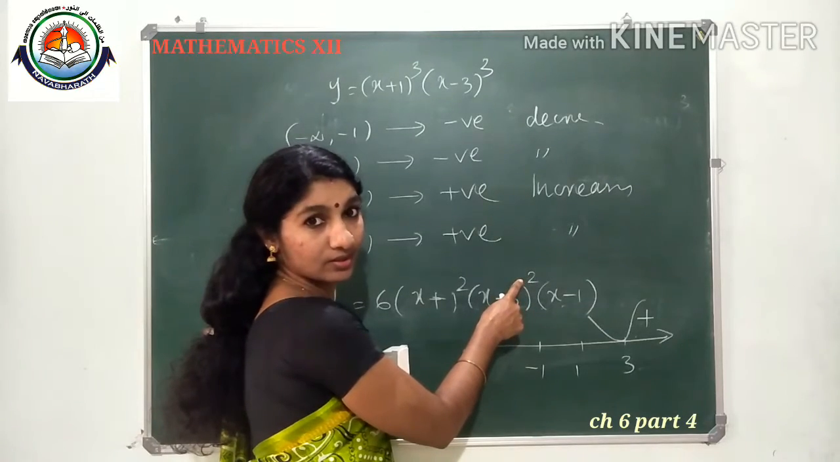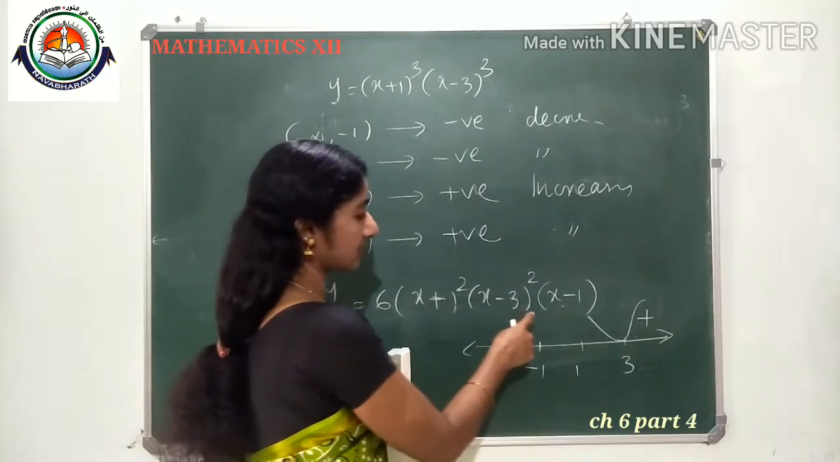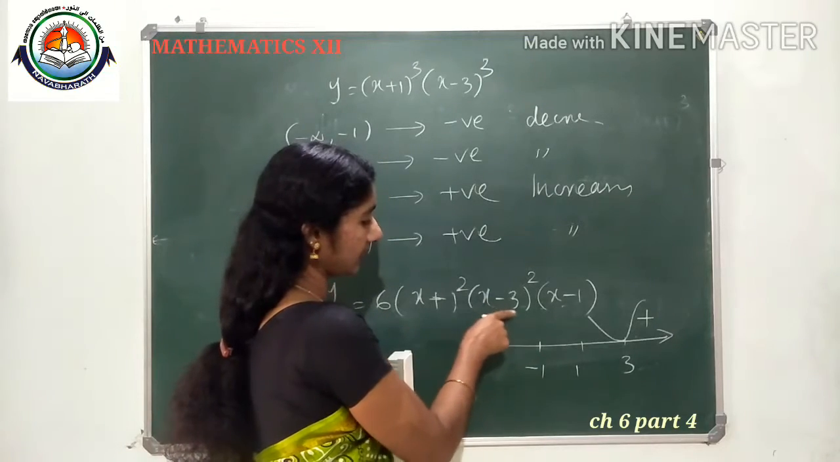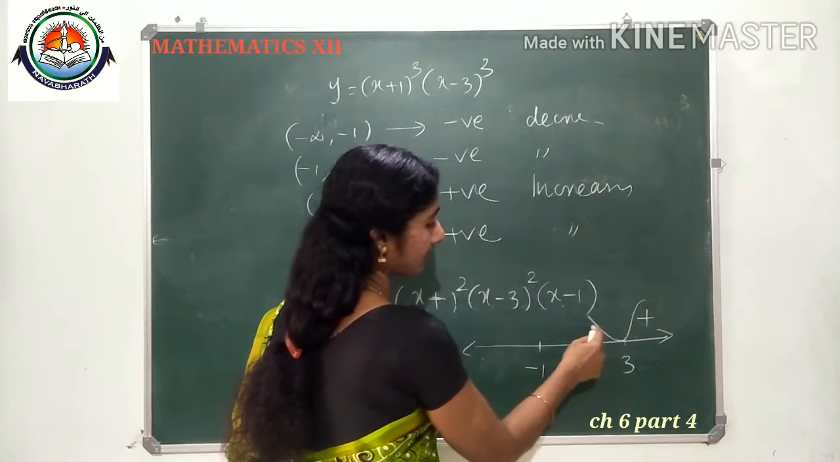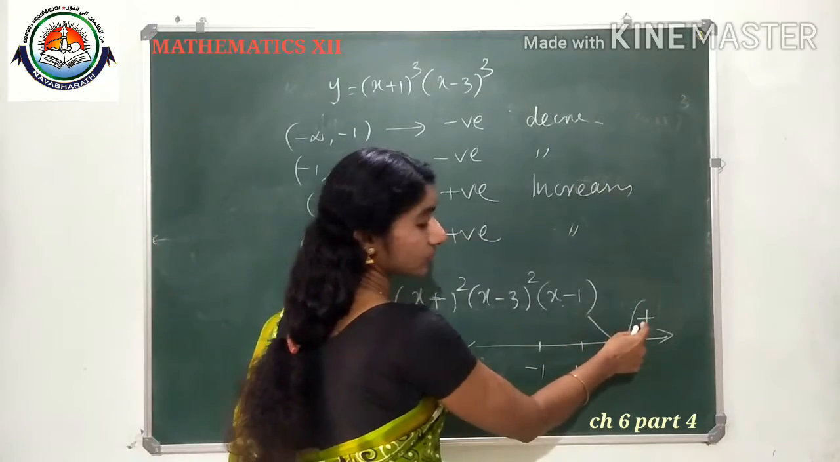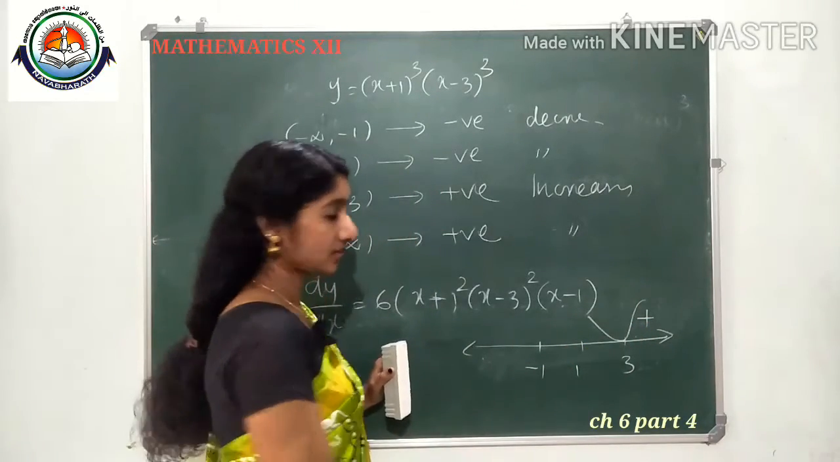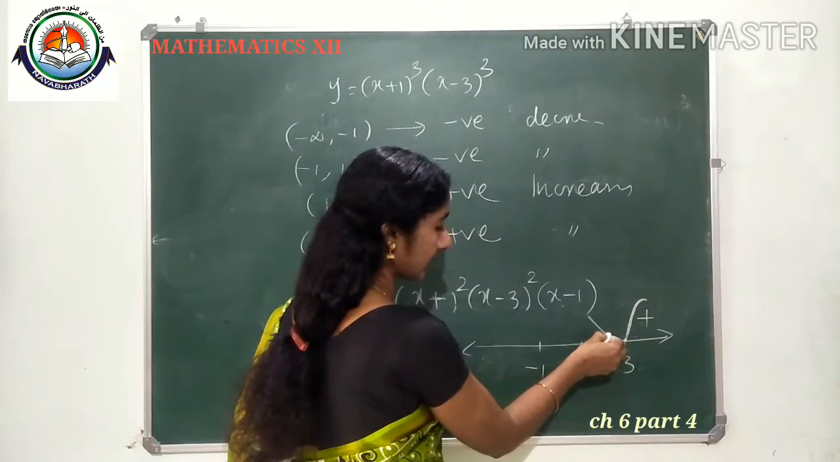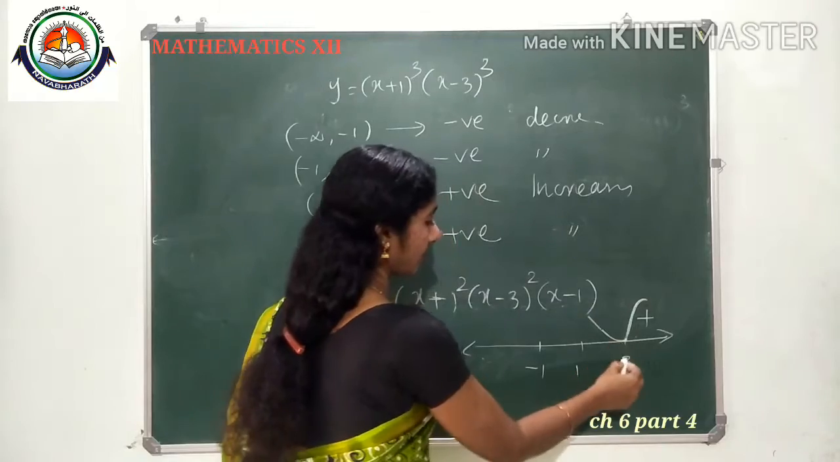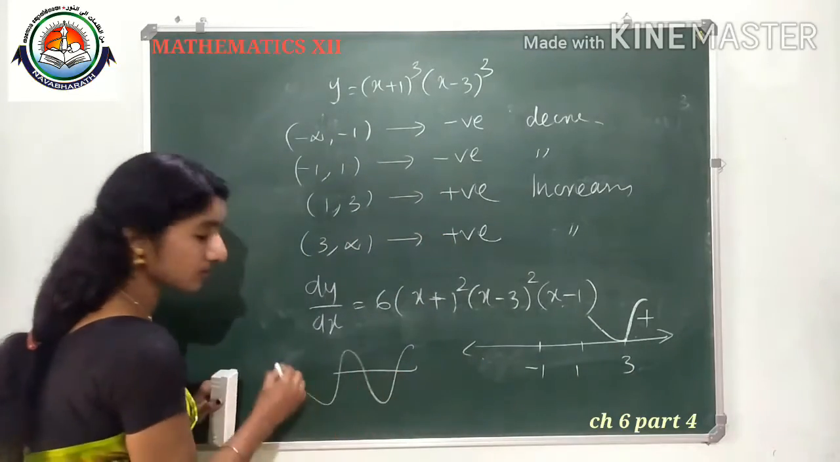So when you are finding the factorization, if any linear factor's square is there, it will not cross; the same sign will repeat here also. It will not cross the line. So this is positive, and here at 3 again it will not cross like this. Actually it will come like this.